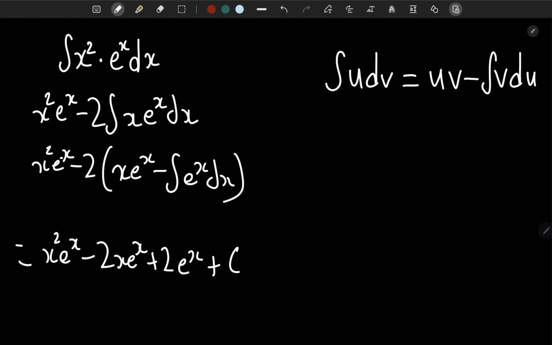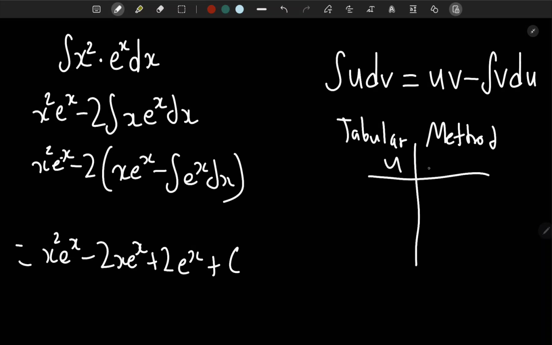Now there is a shortcut method for you guys for these types of questions, which works when you have a polynomial, since this method only works for a polynomial. It's called the tabular method. It's based on a table, so you will construct a table here. The columns will be u and dv, and here u we chose as x squared and dv we chose as e to the power of x, right?